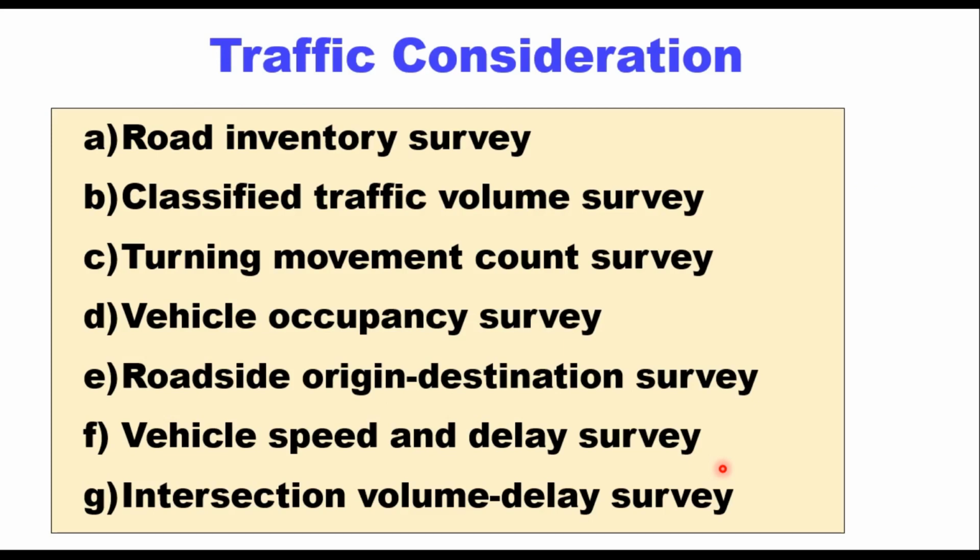The next is traffic consideration. The traffic data collection and projection of traffic volume are basic requirements for planning of an interchange. The surveys that should be carried out are road inventory survey, classified traffic volume survey, turning movement count survey, vehicle occupancy survey, roadside OD survey, vehicle speed and delay survey, and intersection volume delay survey.